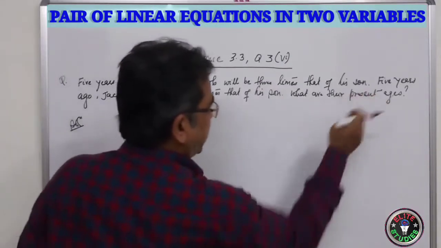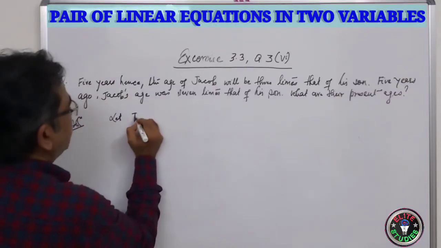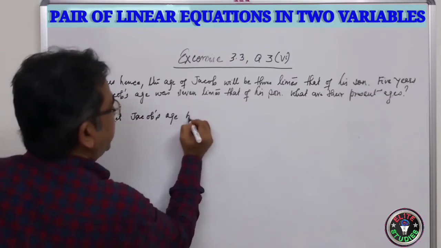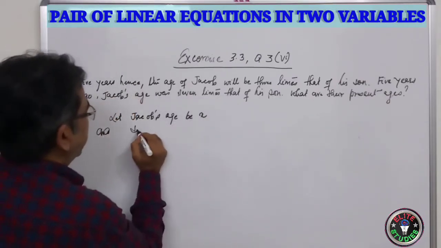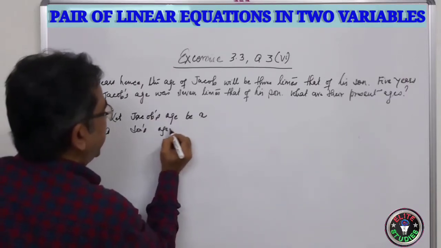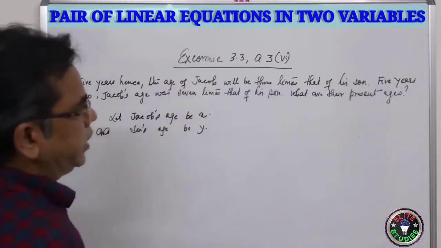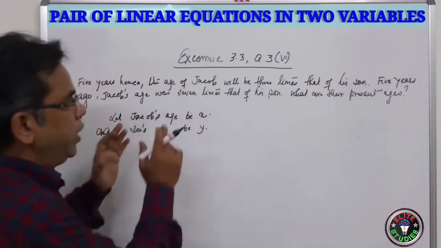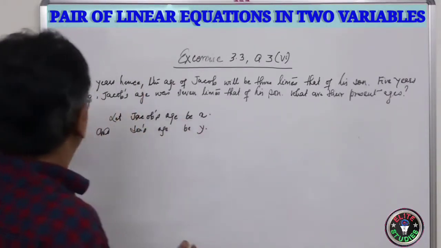So what are the present ages? So these are the unknowns. So let Jacob's age be x years and son's age be y years. We have taken the variables. Now since there are 2 variables, we need to frame 2 equations. Let us formulate the first condition.